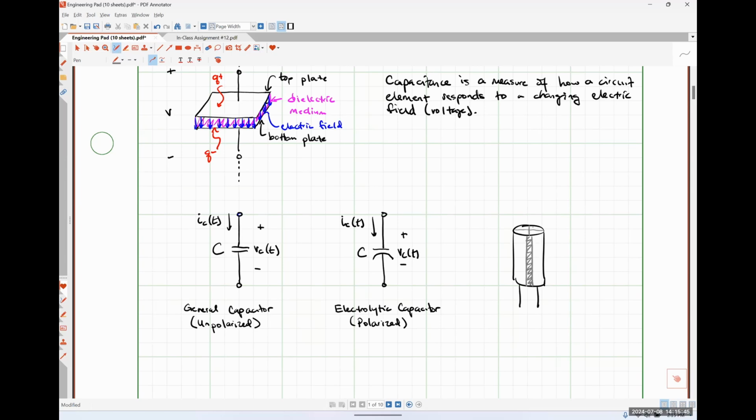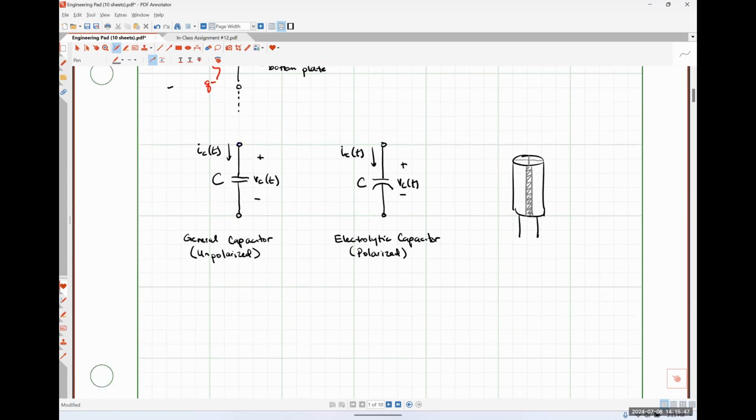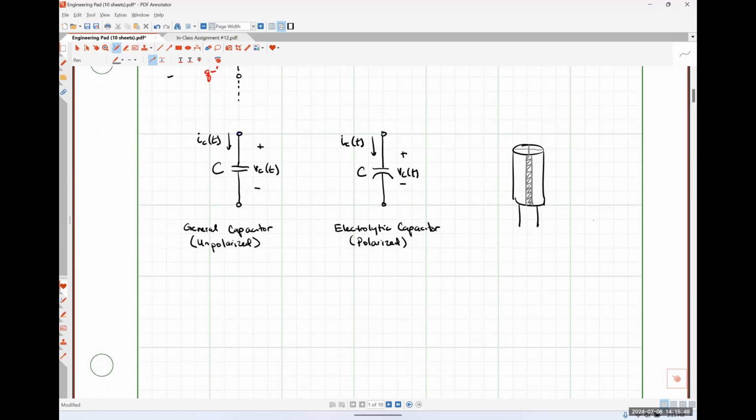All right, let's talk about the units of capacitance really quickly. So capacitance is measured in farads, where 1 farad, or 1F, is equal to 1 amp second per volt.